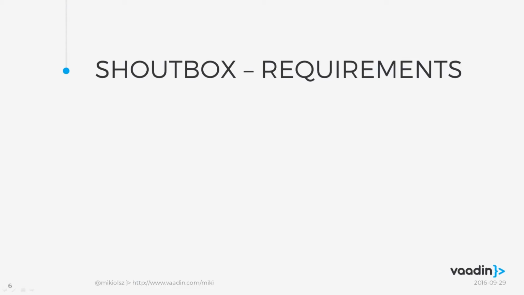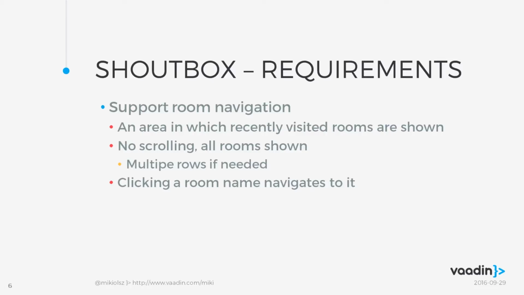Now that we have our Shoutbox application with all the bells and whistles, we are missing room navigation. Currently, if the user wants to switch a room, they have to type the room's name in the URL address. And what we are going to do is add support for that. So we need an area in which recently visited rooms are shown, and we want to prevent the user from having to scroll the list. All the rooms are there, and clicking a name of the room will just navigate there.